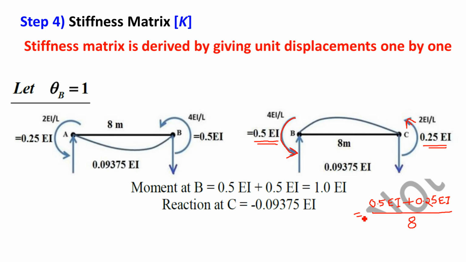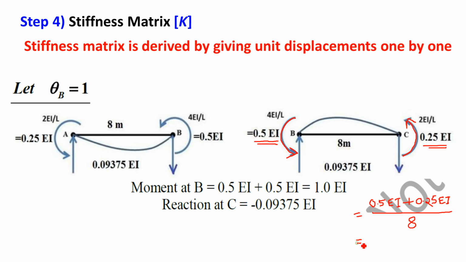Understand, the sum of moments at two ends. If both the moments are anti-clockwise, both the moments will be positive. If both the moments are clockwise, both the moments will be negative. If one moment is positive and one moment is negative, that is anti-clockwise and clockwise, take the proper signs. Now in this problem, both the moments are anti-clockwise because we are rotating joint B in anti-clockwise sense. So both are positive: 0.5 EI plus 0.25 EI divided by span.